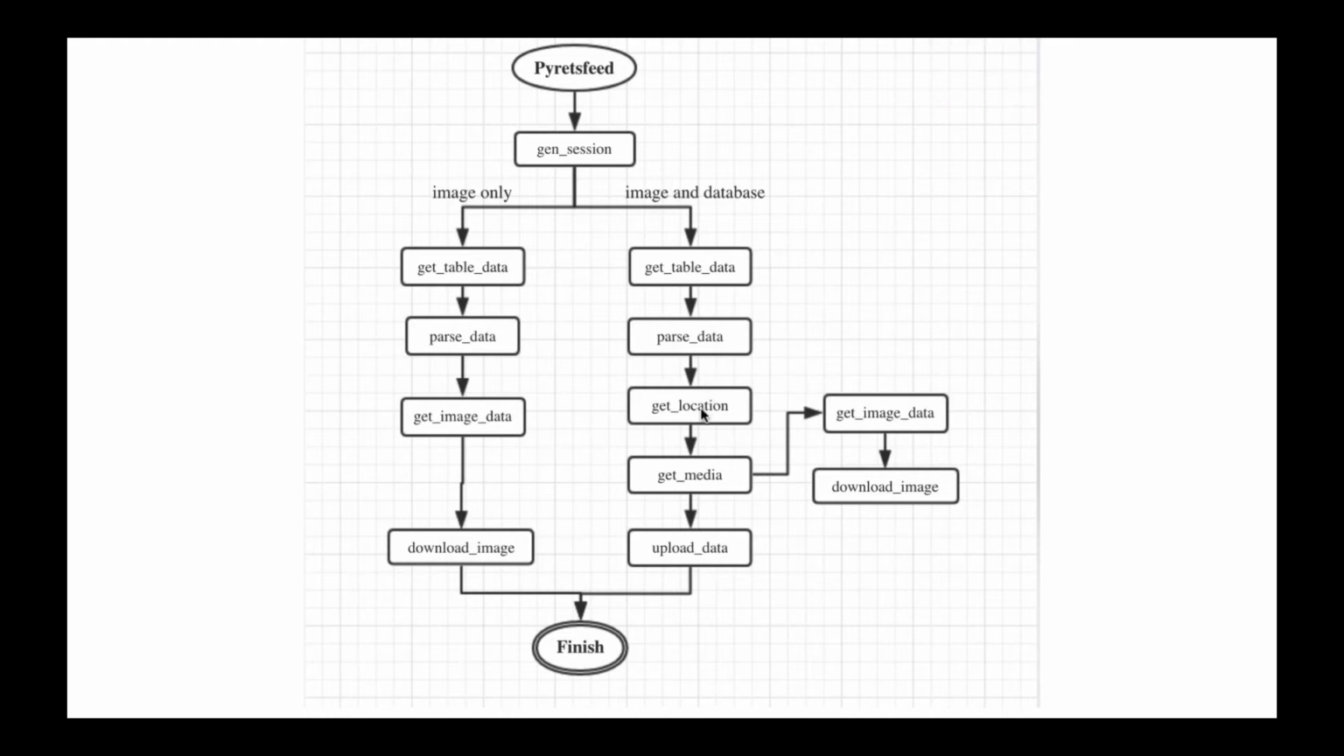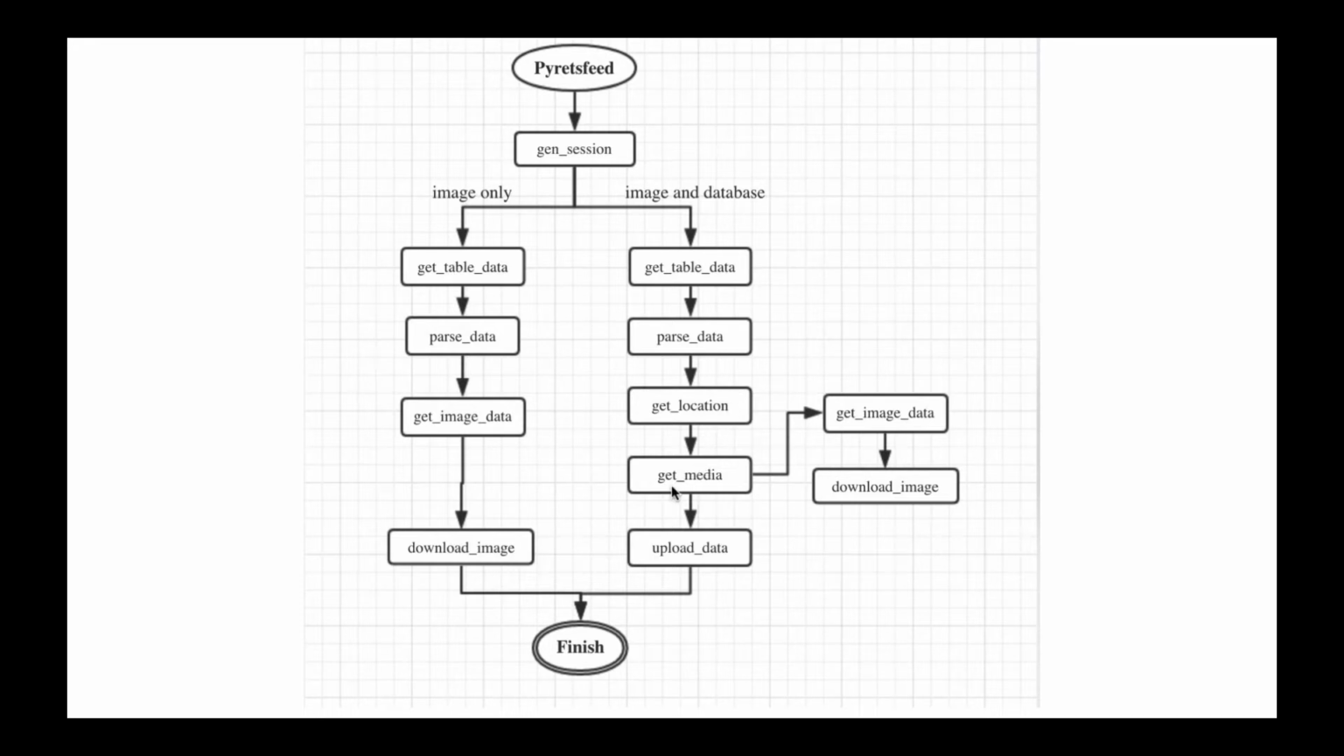Then we get the location based on the address of the property. So we will call the Google geocoding API to transform the address into the coordinates. Also, this information will be stored in a database.